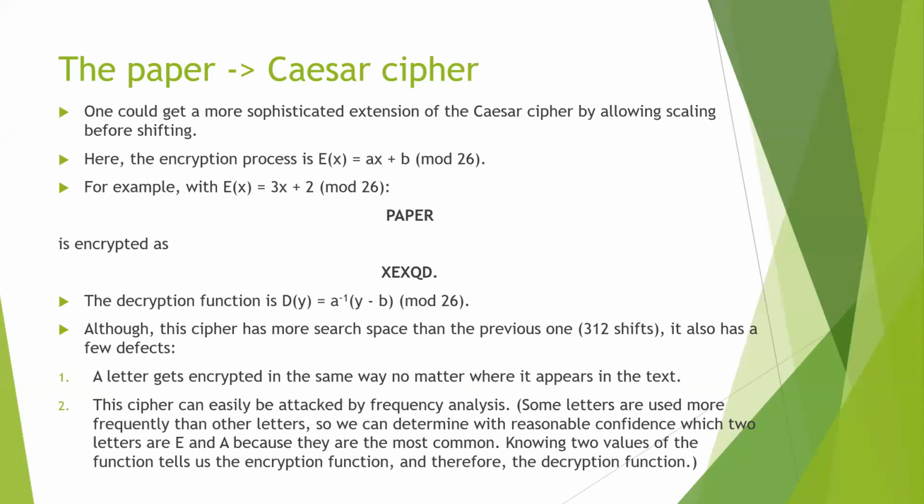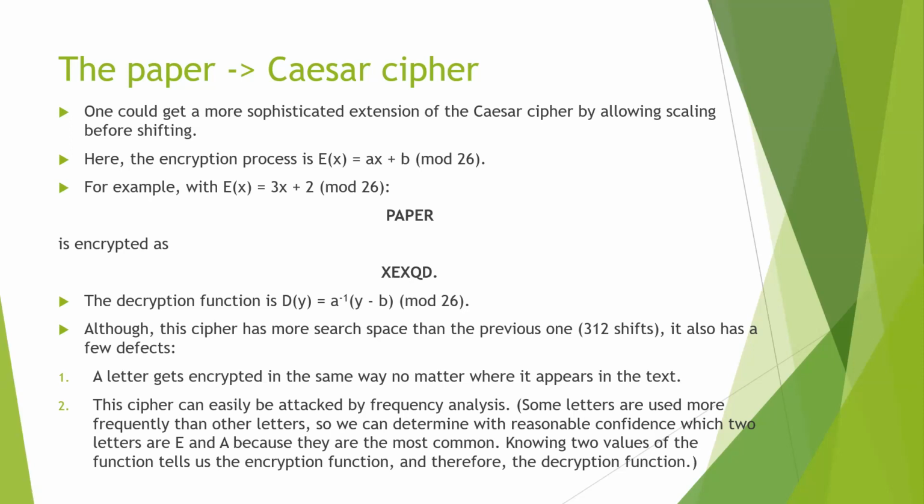Here we also talk about an extension. You could get more sophisticated by allowing scaling before shifting. As usual, the encryption process this time is AX plus B mod 26. For example, with E of x is 3x plus 2 mod 26, PAPER is encrypted as XCXQD, you can see.